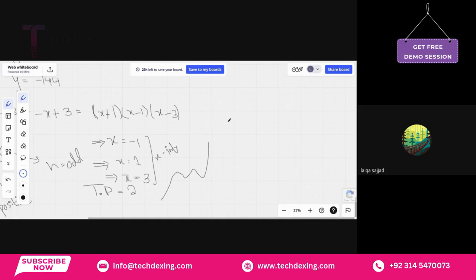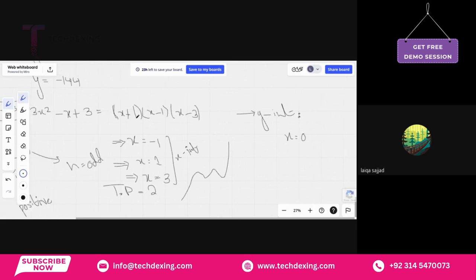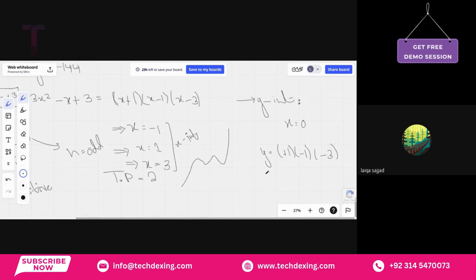Now to find the y-intercept, we know that at the y-intercept the value of x is 0. You can simply substitute it back into this equation. So y equals positive 1, negative 1, negative 3. What would we get? y equals 3.